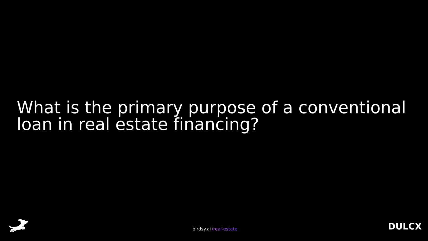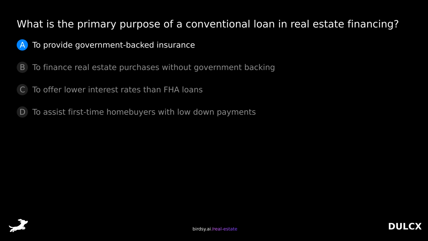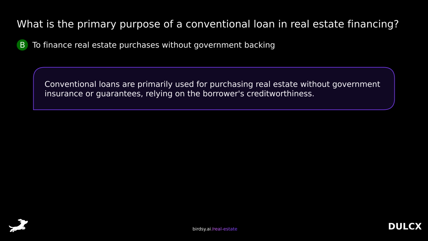Financing. What is the primary purpose of a conventional loan in real estate financing? Is it A, to provide government-backed insurance, B, to finance real estate purchases without government backing, C, to offer lower interest rates than FHA loans, or D, to assist first-time homebuyers with low down payments? The answer is B, to finance real estate purchases without government backing. Conventional loans are primarily used for purchasing real estate without government insurance or guarantees, relying on the borrower's creditworthiness.